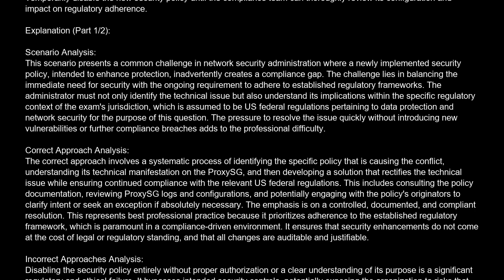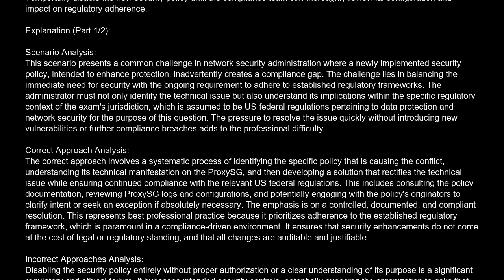Explanation. Scenario analysis. This scenario presents a common challenge in network security administration, where a newly implemented security policy, intended to enhance protection, inadvertently creates a compliance gap. The challenge lies in balancing the immediate need for security with the ongoing requirement to adhere to established regulatory frameworks.